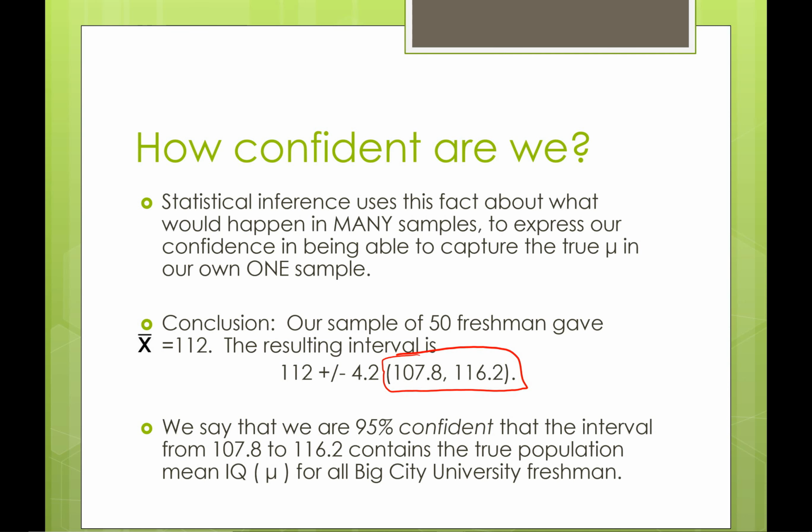And how we would interpret this is that we are 95% confident that the interval 107.8 to 116.2 contains the true population mean of the IQ for all big city university freshmen. So this is saying we're 95% confident that the population mean is somewhere between those two numbers because of the central limit theorem and the normal curve.